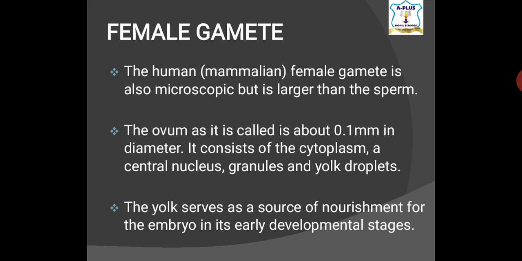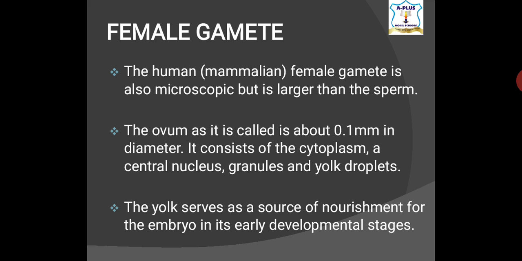That means the yolk that it has is a source of nourishment for the embryo, while the tail, the flagellum, serves as a means of movement for the male sperm. It helps the sperm to move or to swim. But the yolk part here serves as a source of what?